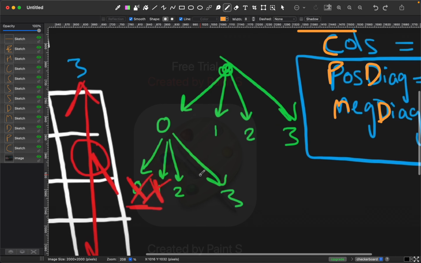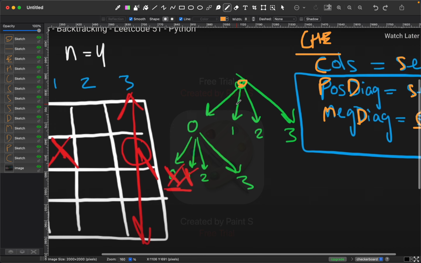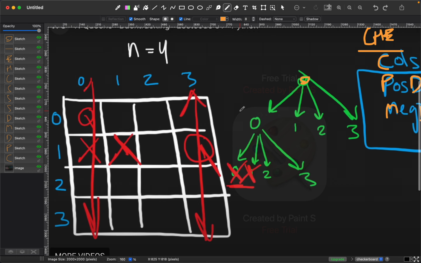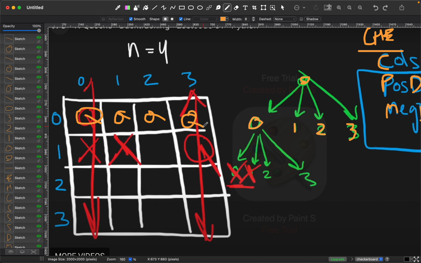So what it really comes down to is that we have a form of decision tree. Within this row we can put the queen at position 0, 1, 2 and 3, right? The queen can be here, it can be here, it can be here, and it can also be here. So it just plays out every single possibility.